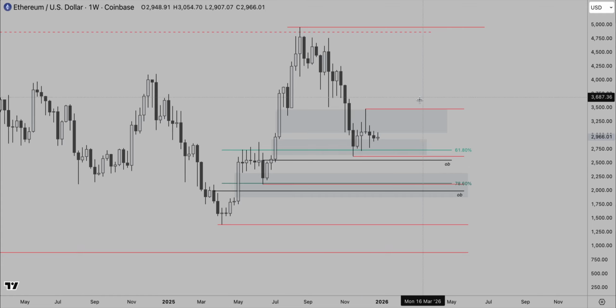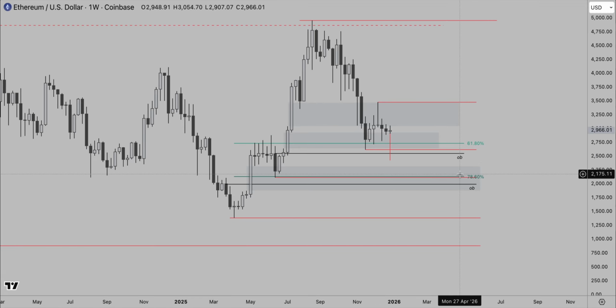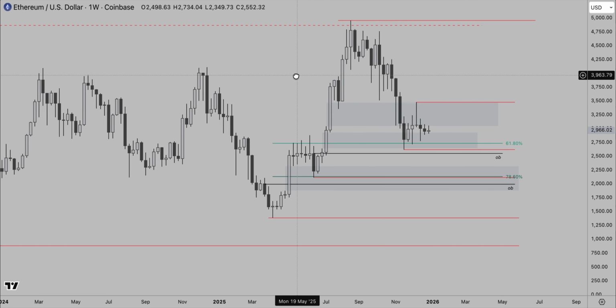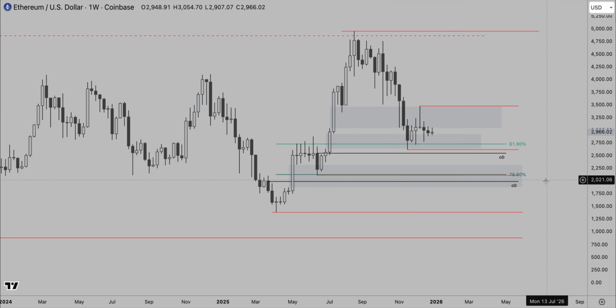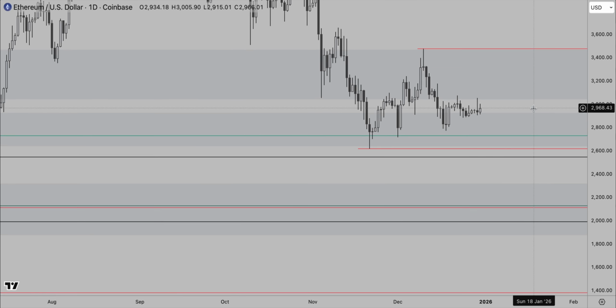Now, if we do continue moving lower, you already know where we're looking. We want to look at around the 78.6 level, which is aligned with the order block and this fair value gap. So we're looking at around 2,100. I've called it in my channel multiple times on Ethereum. So those are the two key areas we want to look at. Let's go on the daily time frame and see what we can look at now.